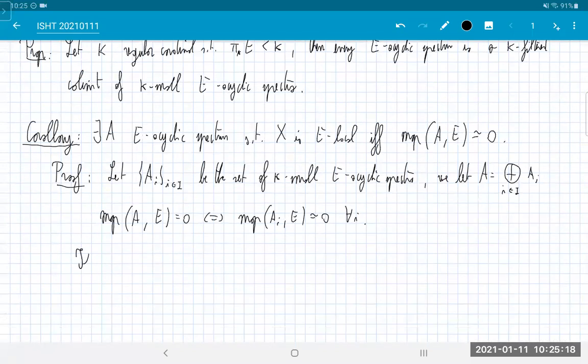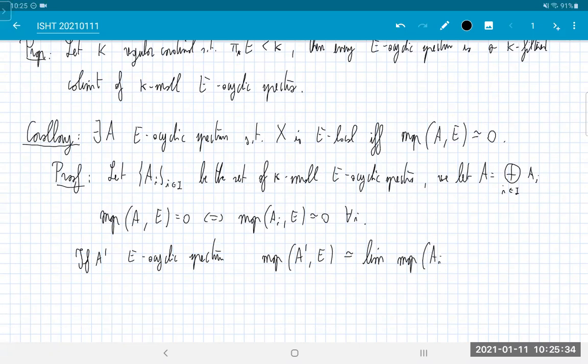And now if A prime is an E acyclic spectrum, we can write map A prime E as the limit of map A_i for some diagram of A_i's by the previous proposition. And so if map A E is zero, then map A prime E is zero.